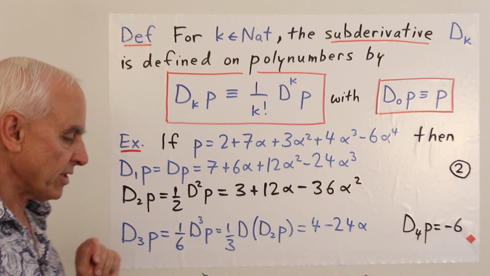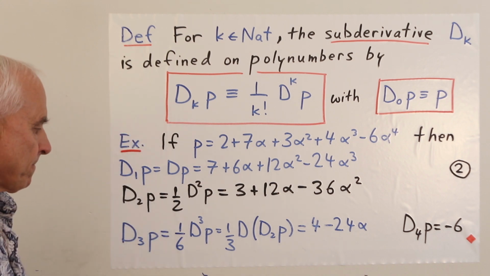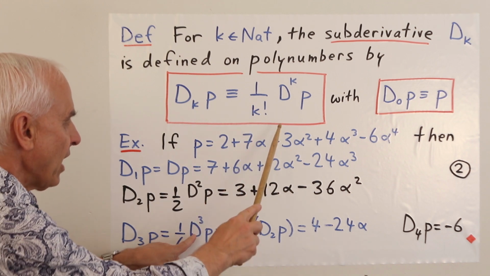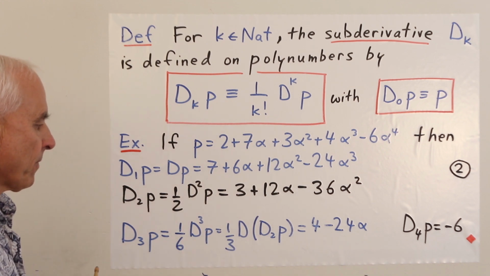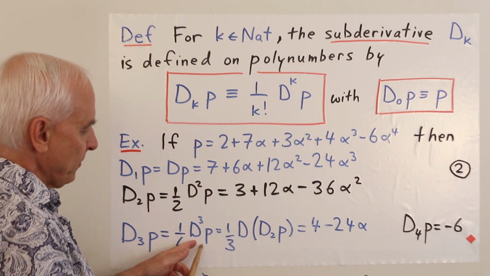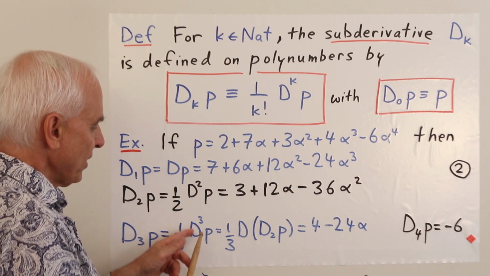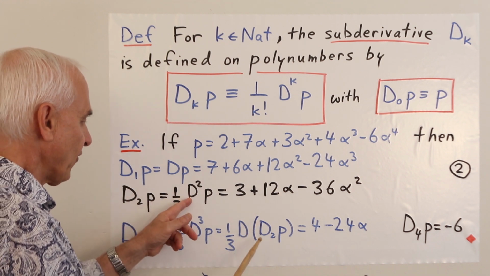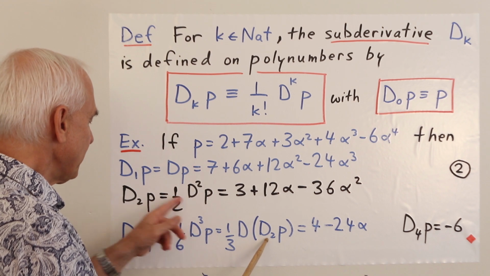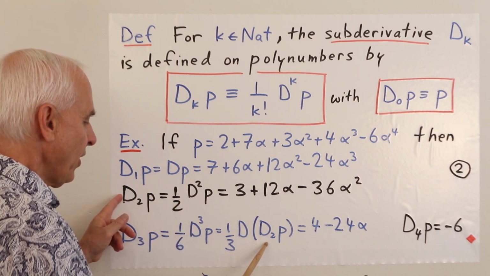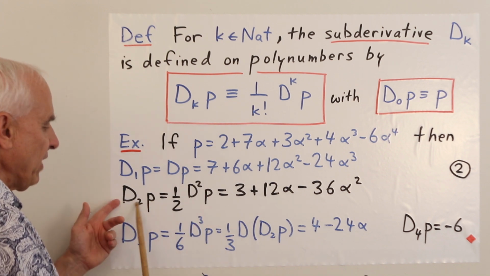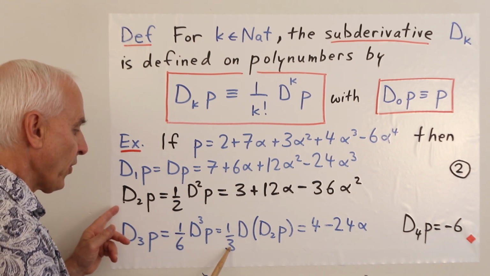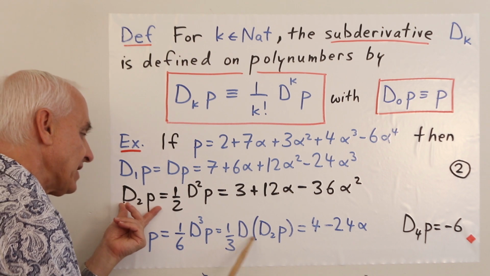How about the third subderivative, d sub 3 of p? Well, according to the definition, this is 1 over 3 factorial times d cubed of p. But d cubed of p is d of d squared of p, and d squared of p is the d2 of p times 2. So we can write this in terms of the previous one that we've already calculated, namely d sub 2 of p, and write it as 1/3 of the derivative of d sub 2 of p.